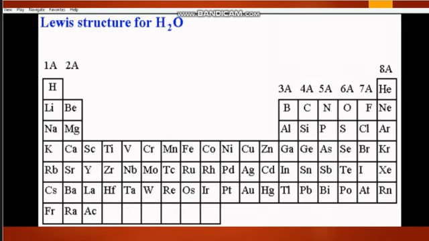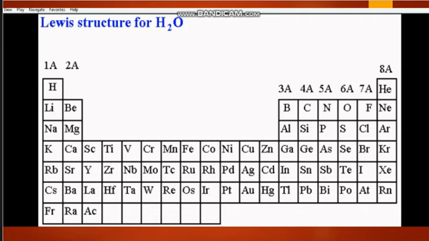In this example, we're going to draw a Lewis structure for the covalent compound H2O. Now remember, covalent compounds share electrons. Ionic compounds give and take electrons. So electrons in this compound are going to be shared. All right, the first thing we have to do is figure out how many valence electrons are in each element.